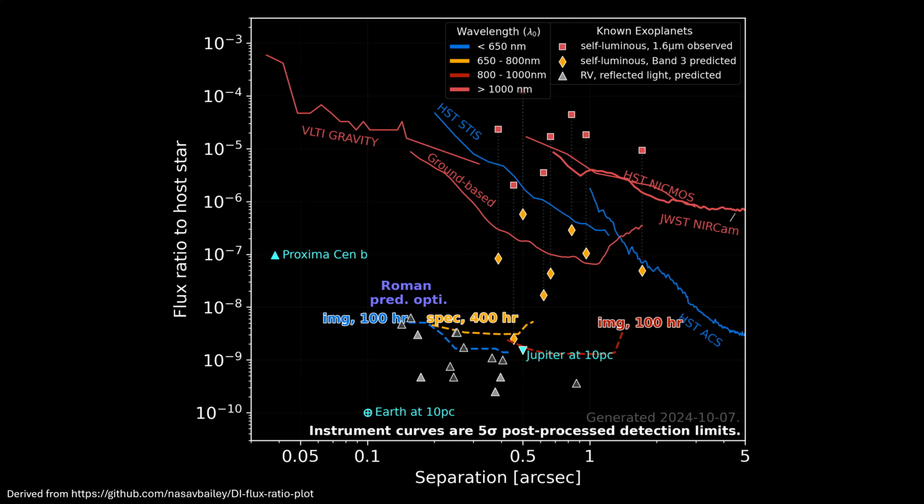So it's going to take more development. That's what Habitable Worlds is for. But the Roman coronagraph is the pathfinder for Habitable Worlds. So being able to see something like Jupiter not only allows us to see something like Jupiter, but allows us to see all of these different exoplanets that sit here below the ground-based detection limit.